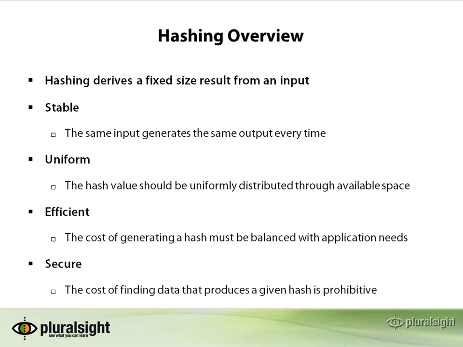Finally, we have security. For some problem domains, security is second only to stability. And what a secure hash says is that given a hash value, finding an input that could derive to that same value is infeasible. So if I hash a string and I get a result back, I don't want to be able to give that hash code to someone and have them be able to figure out another string or perhaps the original string that led to that hash value.